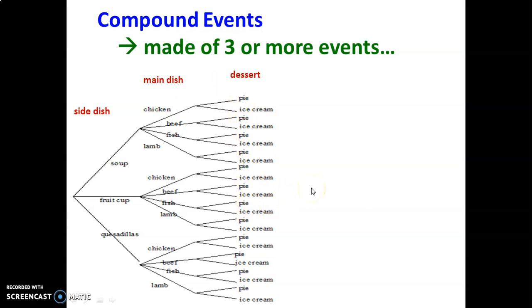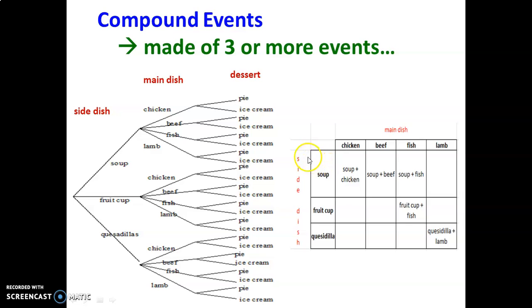Okay, could this be shown in a sample space diagram? Let's try. Here is our side dish, soup, fruit cup, quesadilla, like as we have here. Here's our main dish, chicken, beef, fish, lamb. And we have all the possibilities, right? Soup plus chicken, soup plus beef, soup plus fish. But where's the dessert? There is no dessert. We can't show it on here because that is a third action and you only have 2 axes here, 2 dimensions. You can't do anything else. So sample space diagram, no good. But tree diagram, you can keep growing that tree.